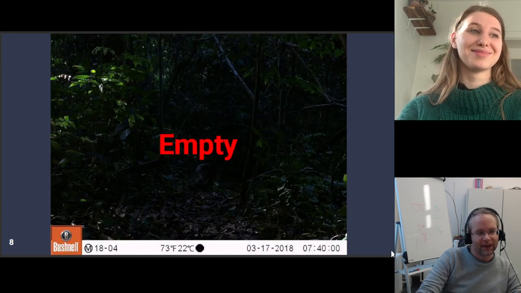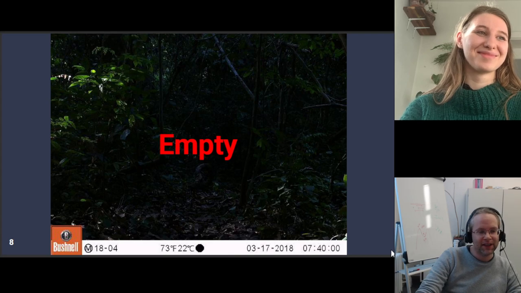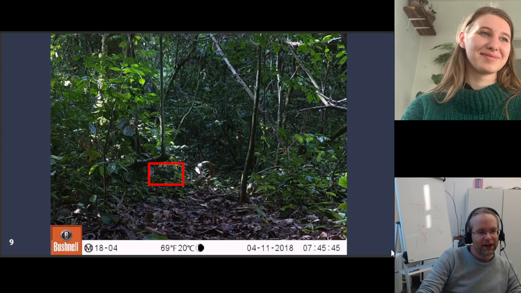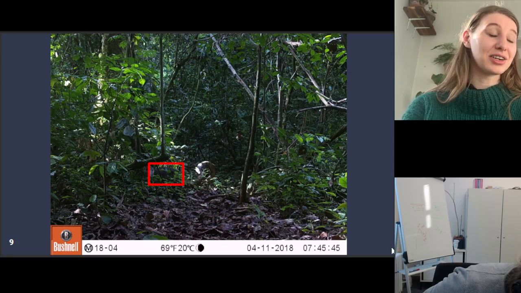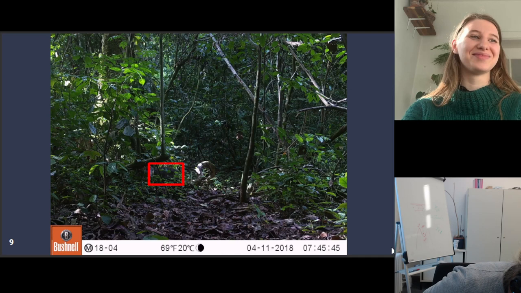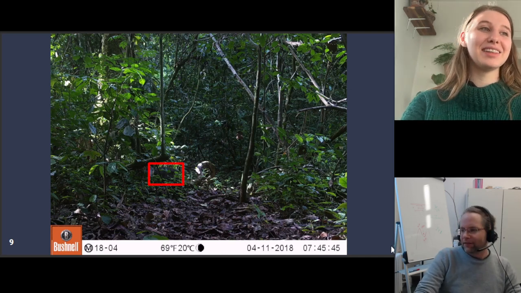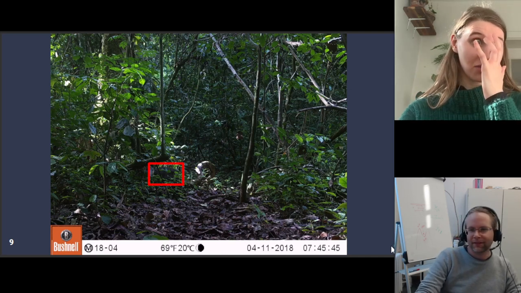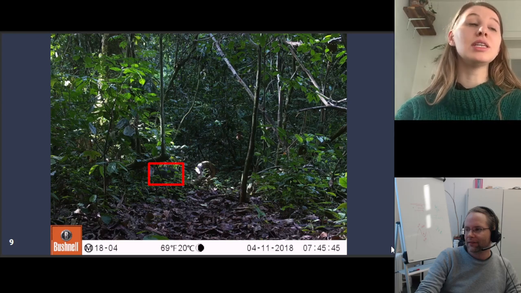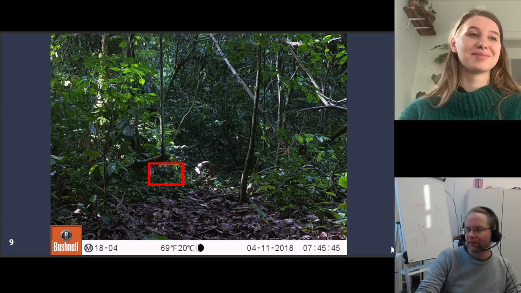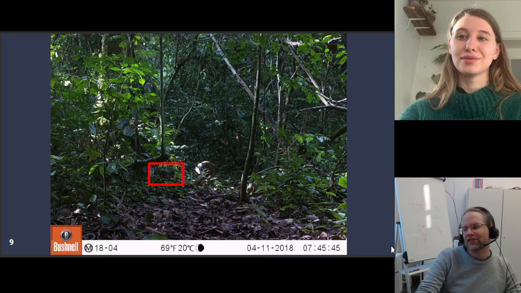Definitely. All right, picture number 8 was empty. Picture number 9, I didn't see that one either. That's also a miniature deer, just hiding in the bushes. Actually, in my first run, I didn't see it, but then I looked through the results of the Megadetector, and only then did I see it. Isn't that overfitting?